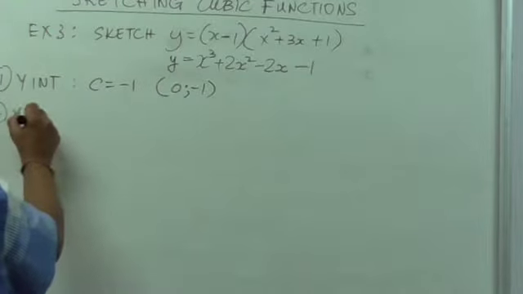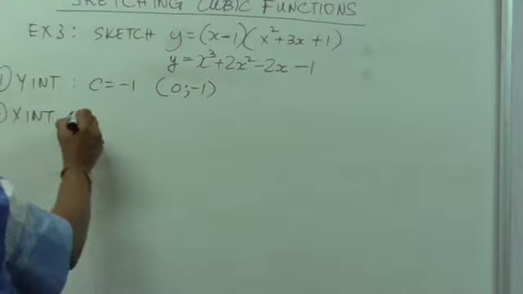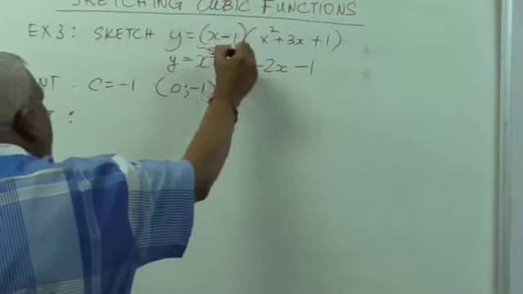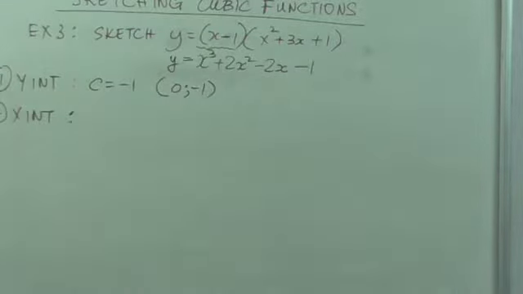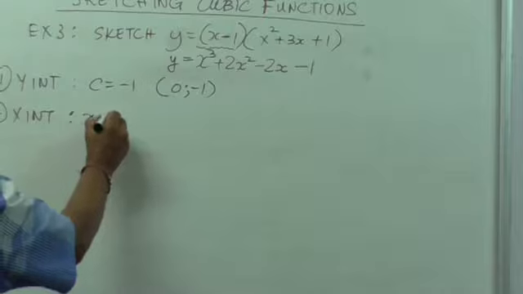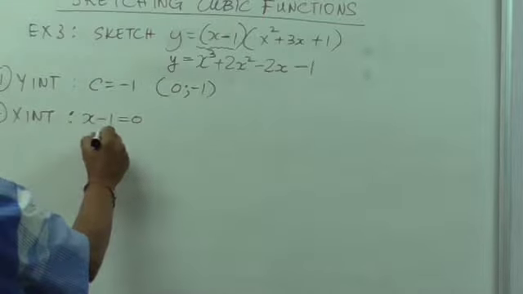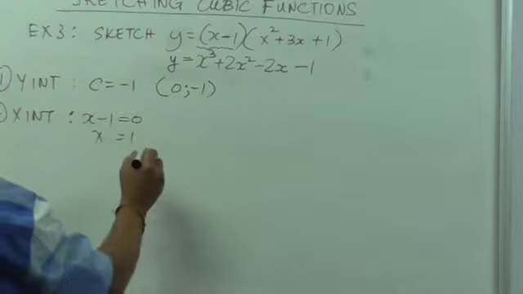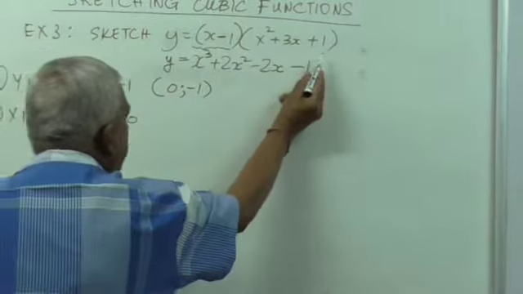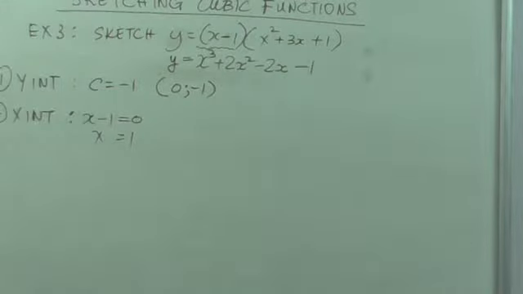Number 2, the x-intercepts. Well, this time they did us a favor. This part they already worked out for us. So x minus 1 is equal to 0, x is equal to 1. But this part is a quadratic, and you can see clearly that that quadratic will not factorize. We have taught you this before.